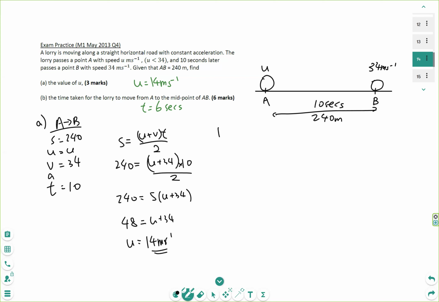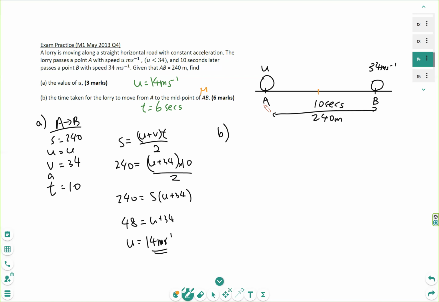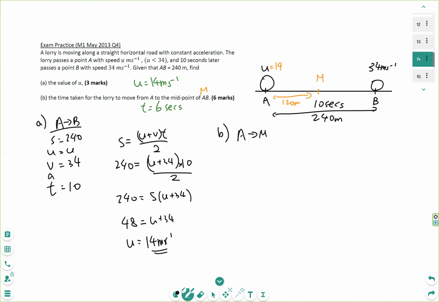Part B. Find the time taken for the lorry to move from A to the midpoint of AB. Question for you. Can we use the same table? No, because it's a different point, the midpoint of AB. Let's call this point M. So we know AM is 120 meters, and now we know u is 14. So we need a new SUVAT table, from A to M. Different points, different SUVAT table.